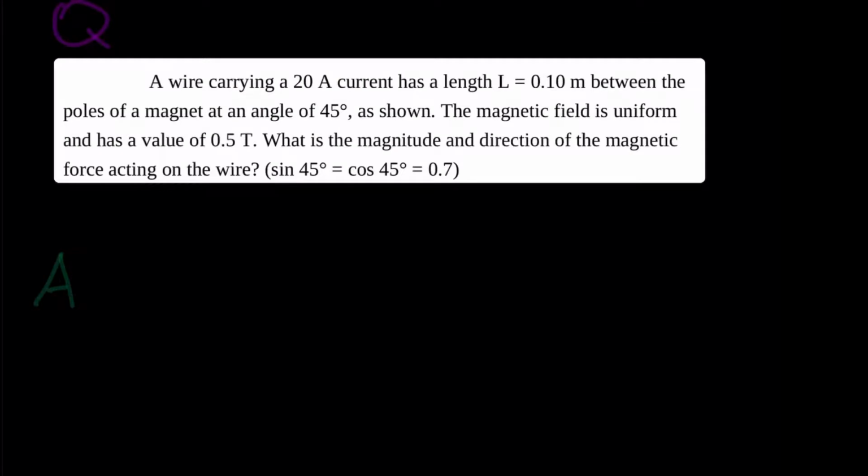So let's take a look at this question. A wire carrying a 20 amps current has a length of 0.1 meter between the poles of a magnet at an angle of 45 degrees as shown. The magnetic field is uniform and has a value of 0.5 Teslas. What is the magnitude and direction of the magnetic force acting on the wire? Well, here we're being asked what the force is going to be, so let's put down the formula.